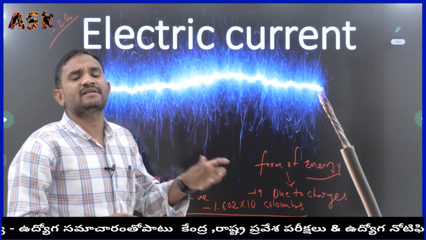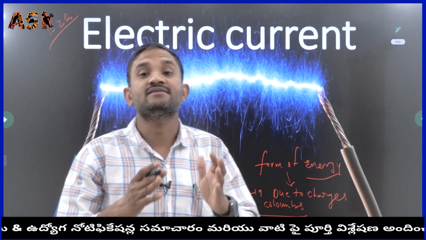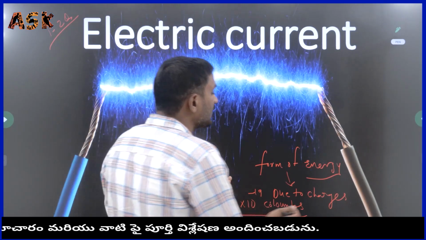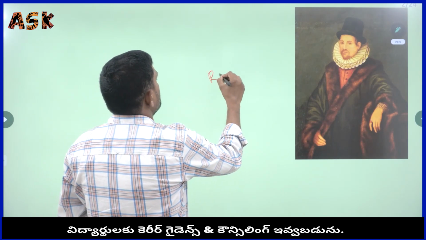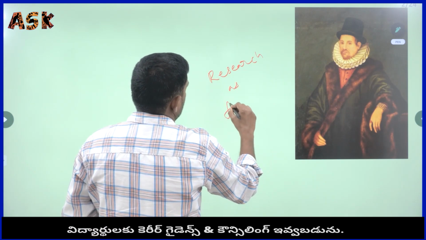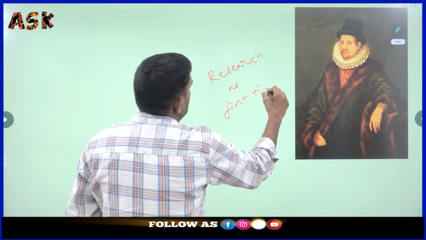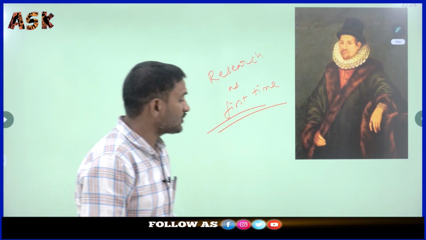About electricity and electric current, the research was first done by the scientist William Gilbert. He did the first research about electricity.